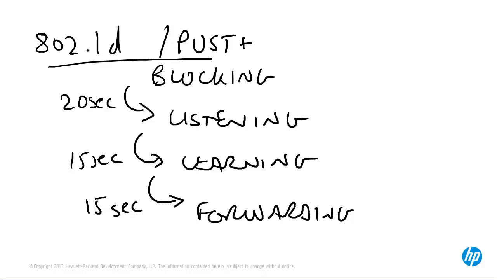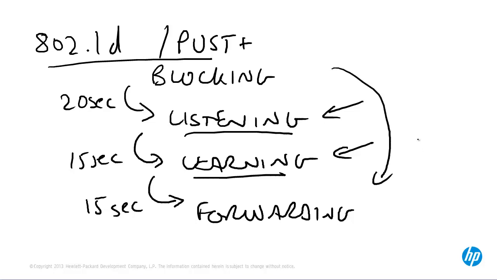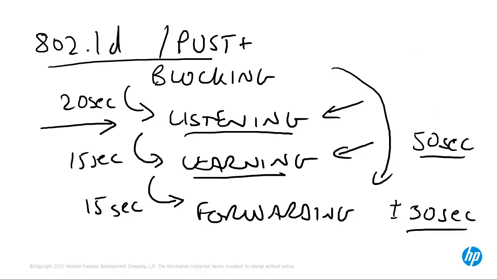The whole idea with spanning tree is to reduce loops. And if your timers are too short, you may inadvertently introduce a loop. The difference between the listening state and learning state is that in the listening state, the switches are not updating their MAC address tables. In the learning state, they are. But as you can see, it could take up to 50 seconds for spanning tree to reconverge. Normally, if the switches are already booted up, they would go straight from listening to learning to forwarding. So it would take plus or minus 30 seconds for spanning tree to converge.